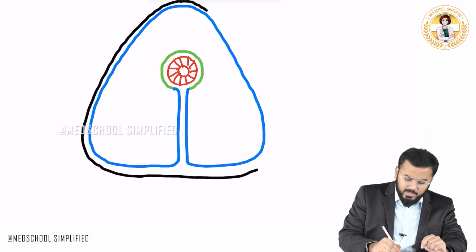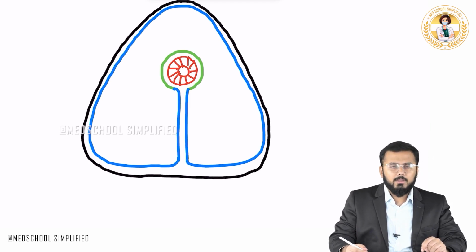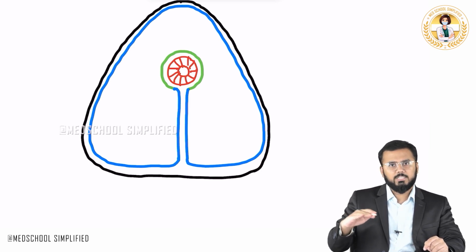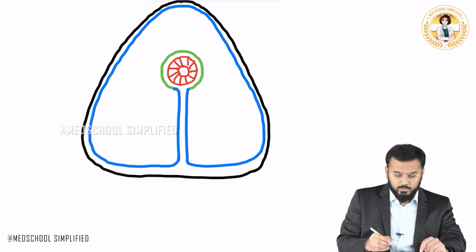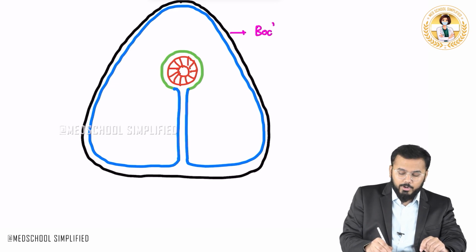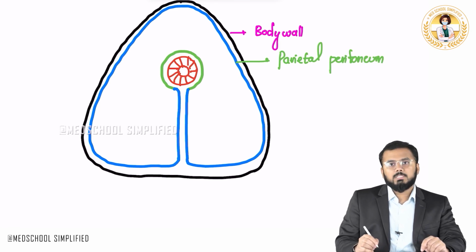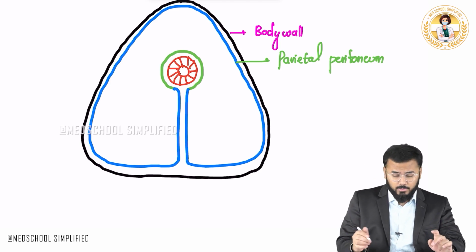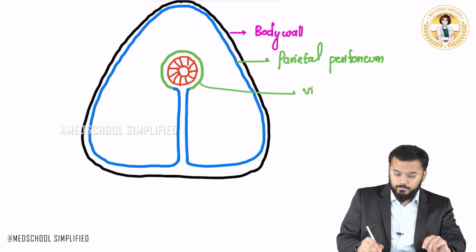This picture looks similar to what you frequently see in a CT scan or MRI report. If you get a CT scan report, you will see a section of the body. Let us say this is one section of the body. In this section we have two important things. This is the body wall. This blue part is the parietal layer of the peritoneum. The peritoneum which is away from the organ is the parietal peritoneum, and the peritoneum which is covering the organ is the visceral peritoneum.